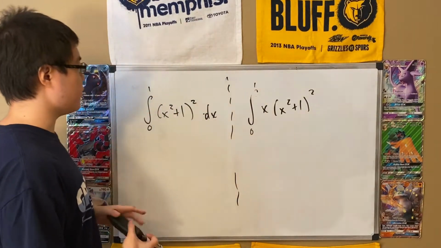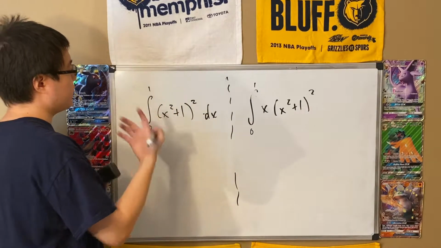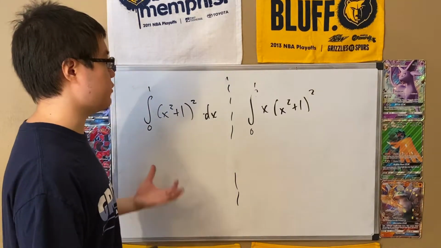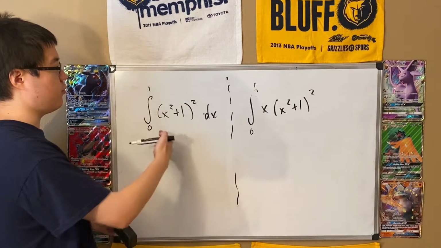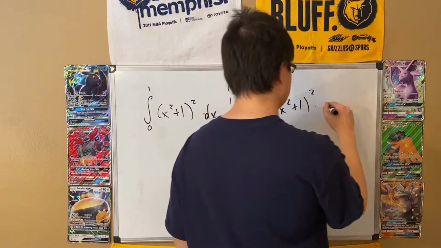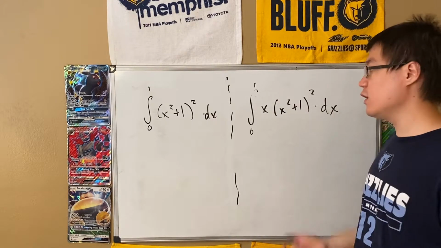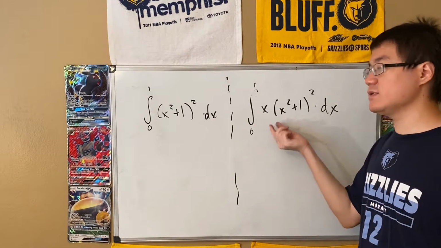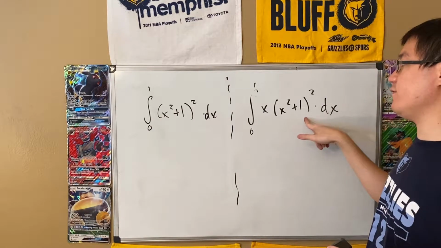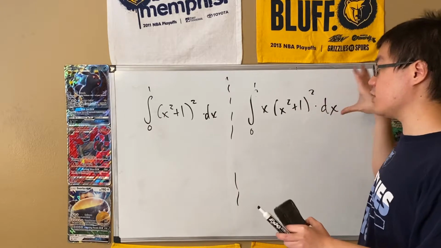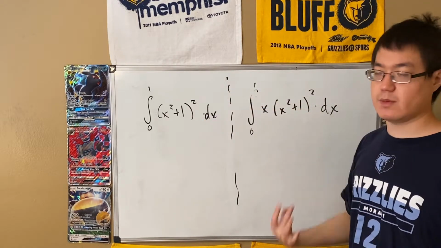So this one is not the U sub because the U would potentially be x squared plus 1, but its derivative is not in the question because its derivative involves an x and there's no more x's. In this case, the U would be x squared plus 1 because the derivative, while not exactly in the question, is in the question up to a constant. What's the derivative of x squared plus 1? It's 2x. Oh look, there's an x. So this one is probably going to be the U sub. This one's probably not going to be the U sub.